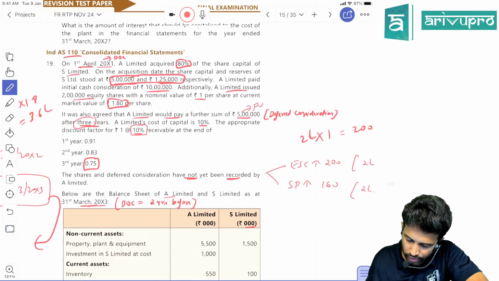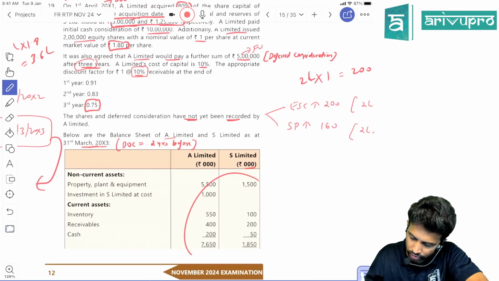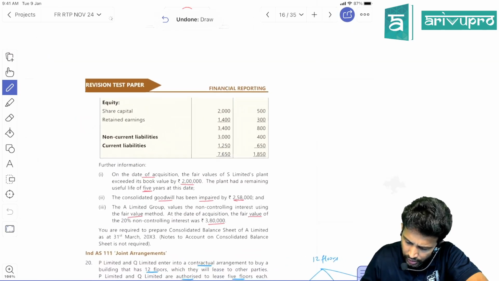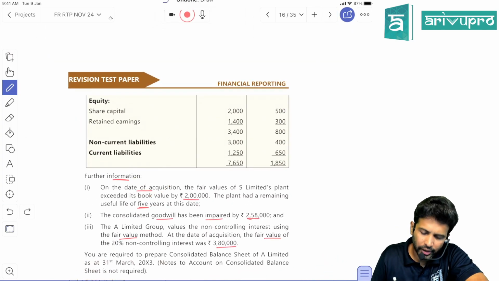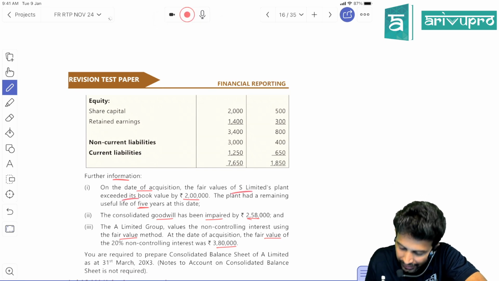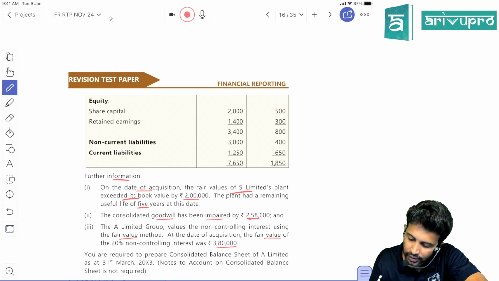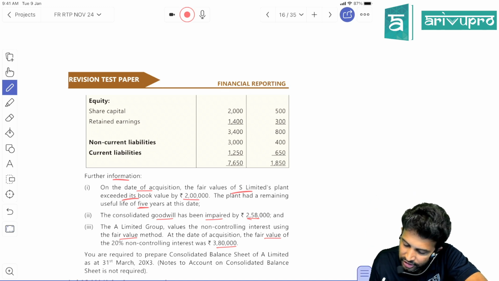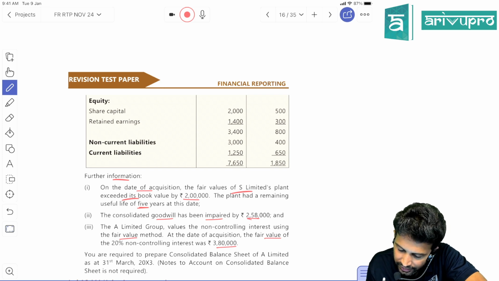Okay. Next, the balance sheet they've given. Fine, normal balance sheet, that's okay. Further information they've given: on the date of acquisition, meaning on the date of control, the fair value of subsidiary company S Limited's plant exceeded its book value.